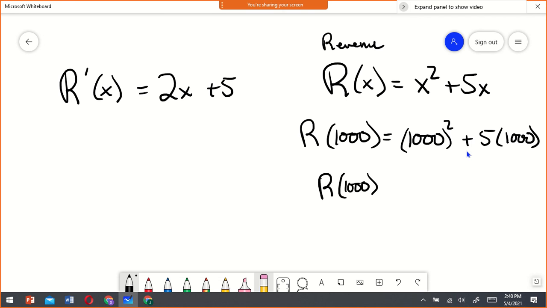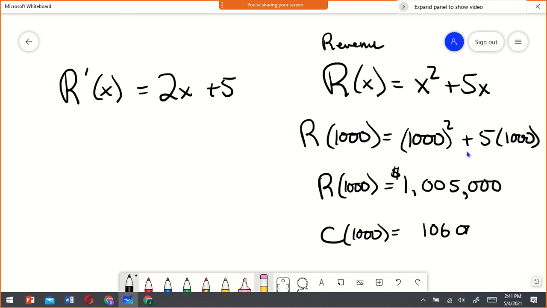Revenue for selling those 1,000 tons of steel is $1,005,000. Oops, too many zeros. So thinking back to the cost from the previous part, our regular cost for selling 1,000 tons of steel was $106,000. And now when I sell that, after I've paid the $106,000 to make it, I sell it for way more than $1 million. I can also observe the difference between the marginal cost and marginal revenue.